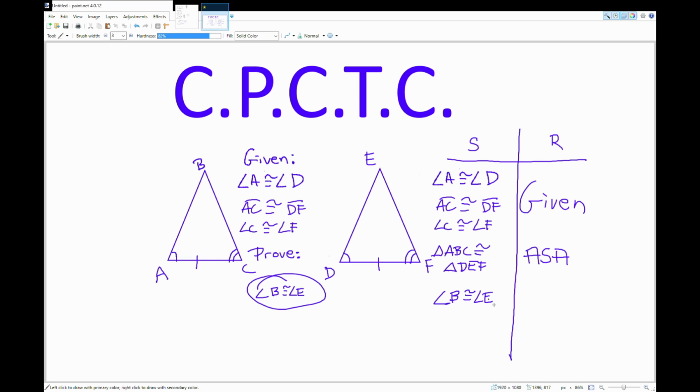Now, let's talk about how we know this. We know these two triangles are congruent. Therefore, the parts that correspond with each other must also be congruent. A corresponds with D, therefore they're congruent. AC corresponds with DF, therefore they're congruent. AB corresponds with DE, therefore they're congruent. And so, angle B is congruent to angle E by C.P.C.T.C.